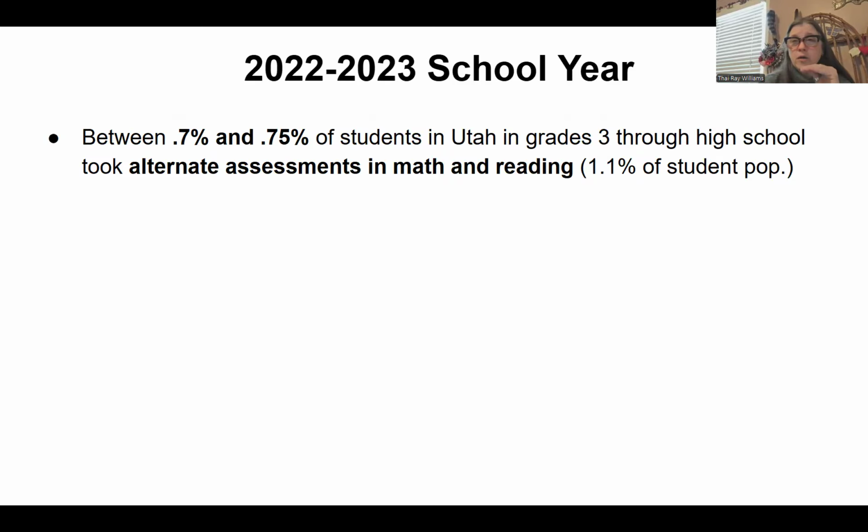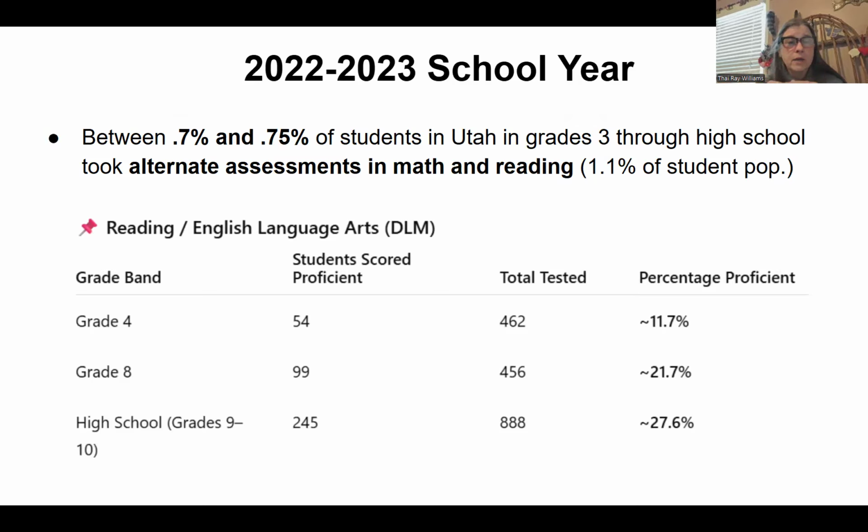And so we're going to start by looking at reading. Because I had access to reading and math, I thought we would compare them to see what the difference is. So we're going to start with reading, not math. In grade 4, you can see how many students tested, 462, and only 54 were proficient in reading. That's 11.5%. I mean, 11.7%. I don't know about you, but that's a bit shocking, right?